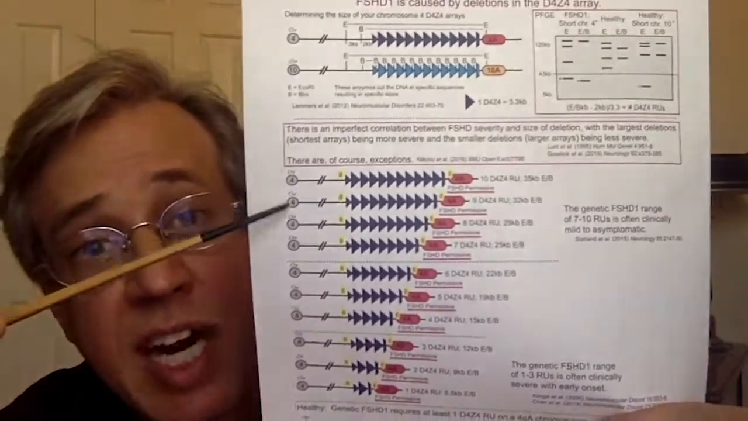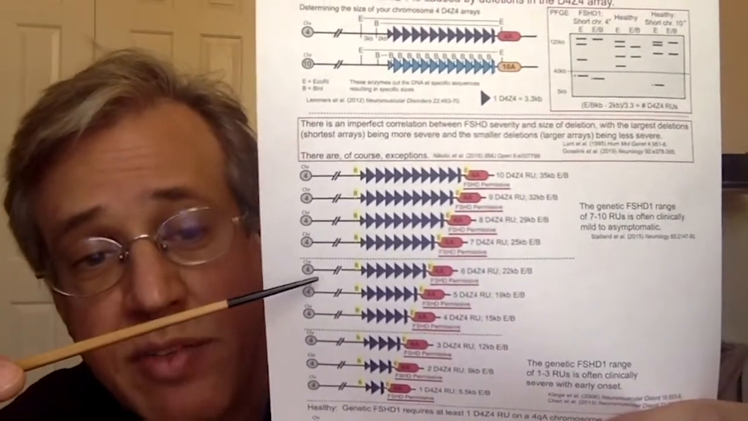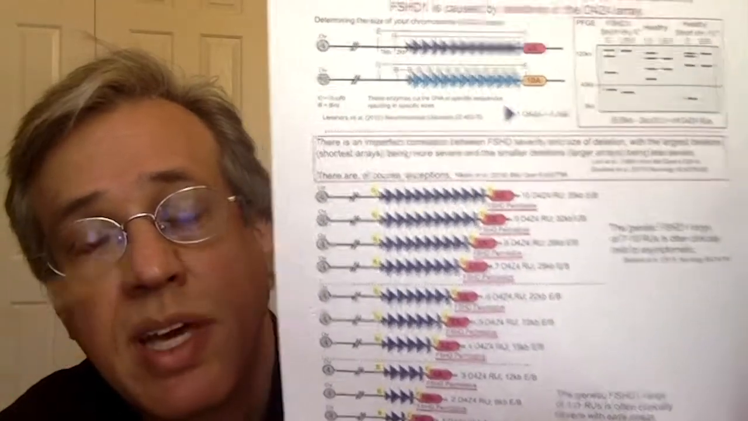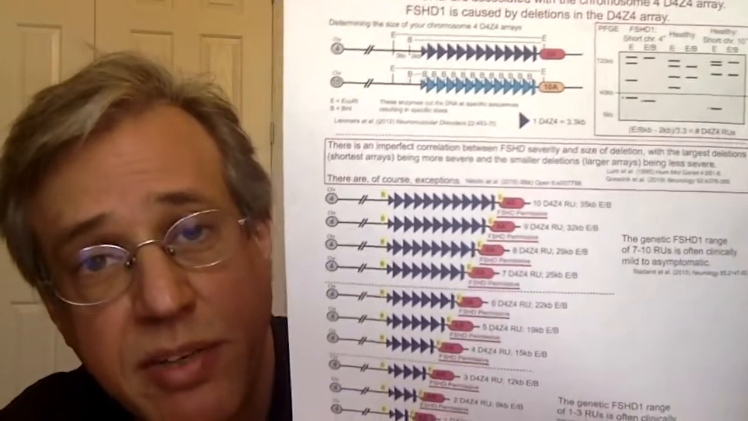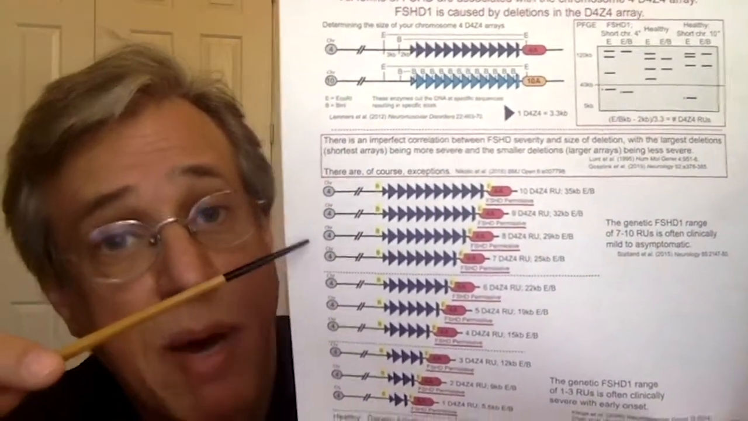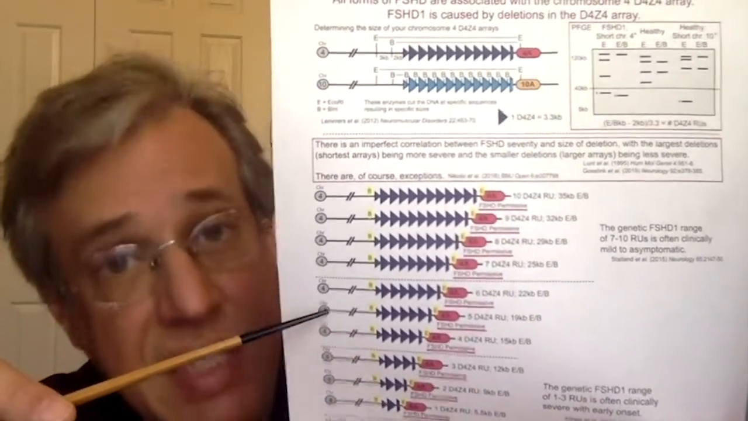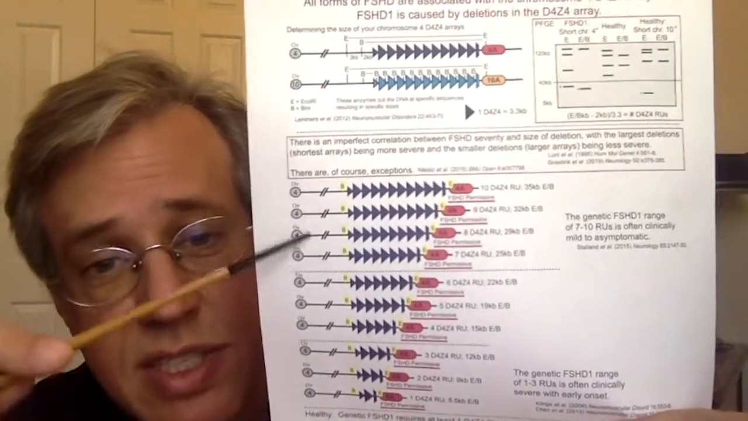So you can have all different types of FSHD genetics. Now, if in your family you have, for example, 6 repeat units, anyone with FSHD in your family is going to have the same number of repeat units. That does not vary within a family. It varies in the population, different people, different things, but the genetics do not vary within your family. So these are the different types of FSHD1 genetics.